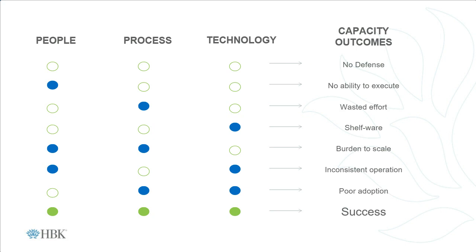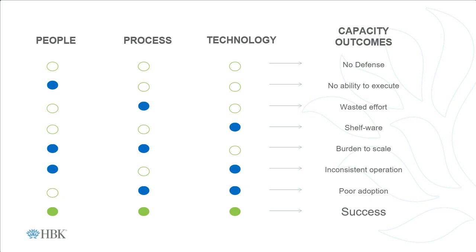This slide I really like, because it shows those deficiencies and what you can expect in terms of outcomes in any of these three areas. As you can see, pretty self-explanatory. If you don't have people, process, or technology, you're not going to have any defense. There's nothing there, nothing to build off of. If you only have people and no processes or technology, you have no ability to execute. You've got the team, they're all ready to go, but we don't have the process and we don't have the technology to execute this.